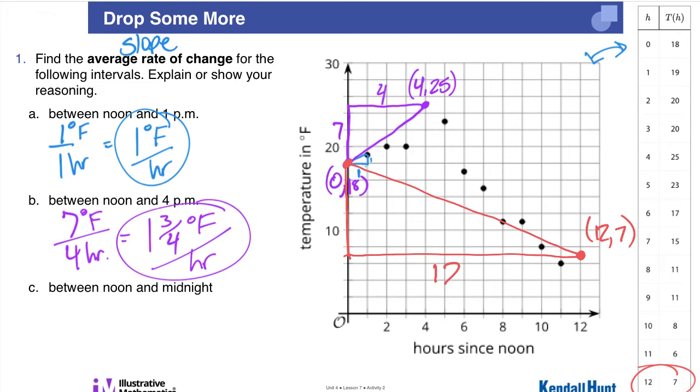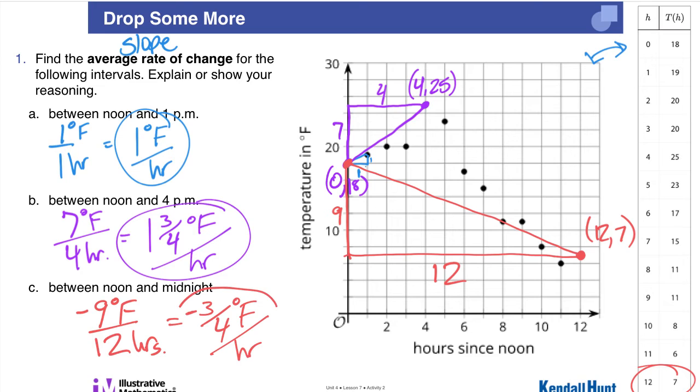My run is going to be 12, and my rise, I'm going from 18 degrees down to 7, so that's going to be 9, and it's going downhill, so I know that that's going to be negative. It dropped 9 degrees Fahrenheit over my run of 12 hours. And so I simplify that to negative 3/4 degrees Fahrenheit per hour. It means it's getting colder by 3/4 of a degree every hour.